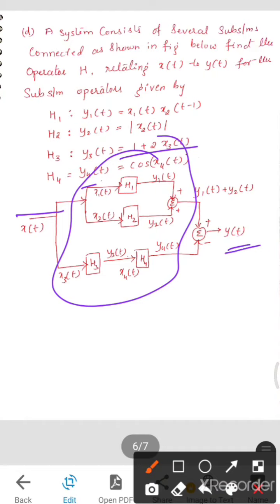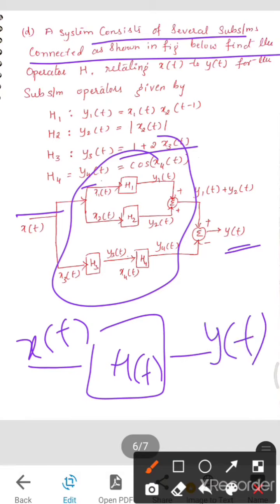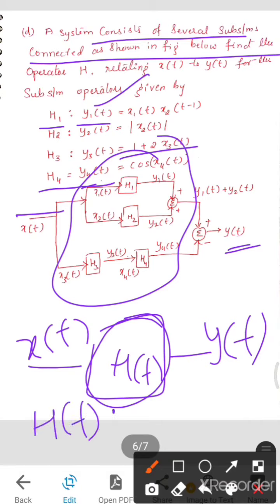What they asked us to find is: this is your x of t and there is an h of t and this is y of t. You have to calculate what this h of t operator is, in terms of y of t. H1 of t is represented as y1 of t, they have asked. So now we have to calculate h of t, that is y of t, in terms of x of t. I hope you have got the question.